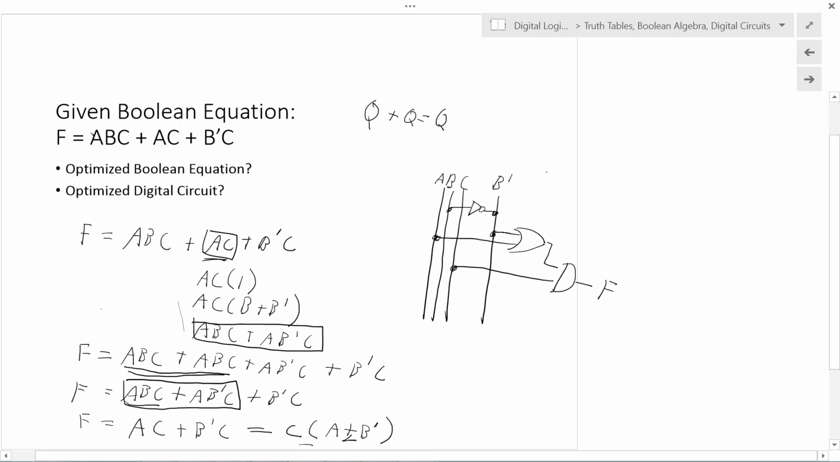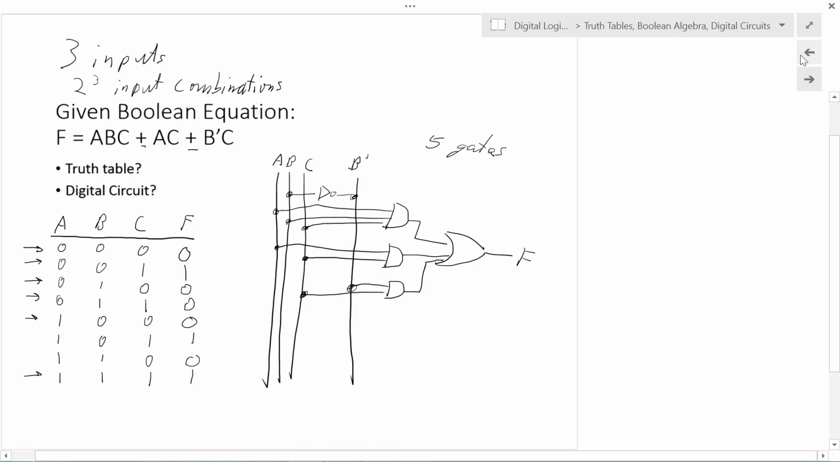Now if we look closely, we have 3 gates. So we have very handily reduced the number of gates and reduced the size of the circuit. We can compare with our first circuit, which had 5 gates on implementation.